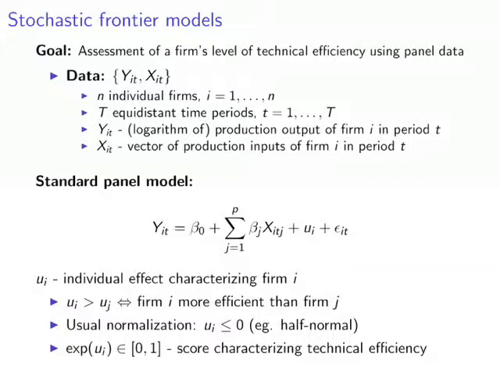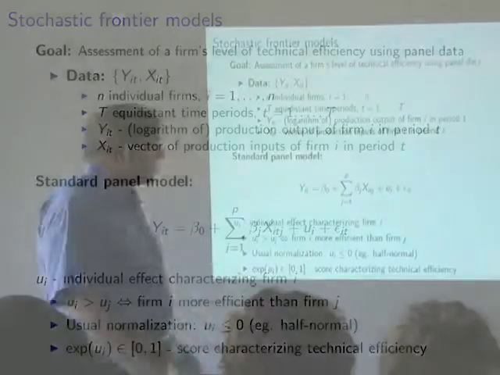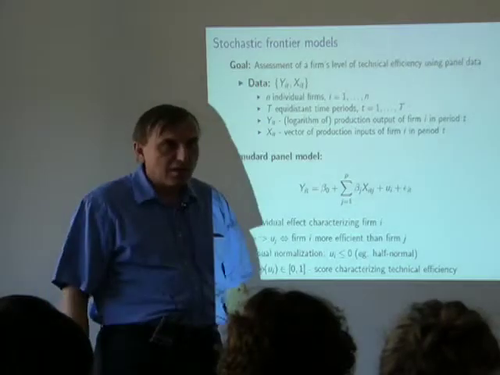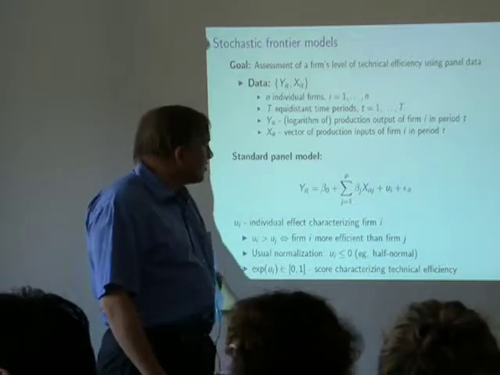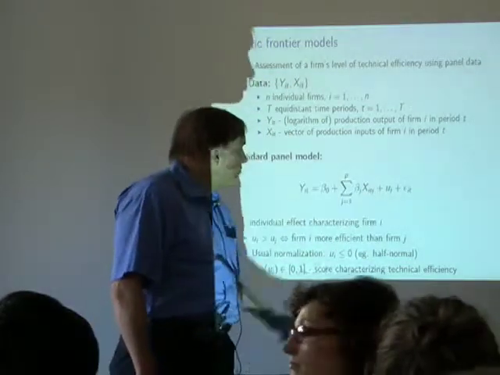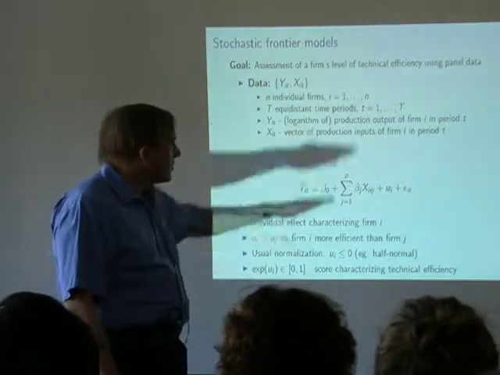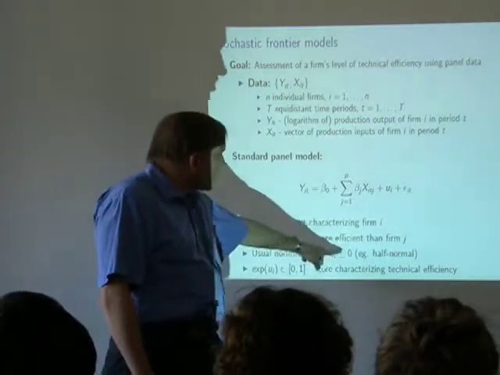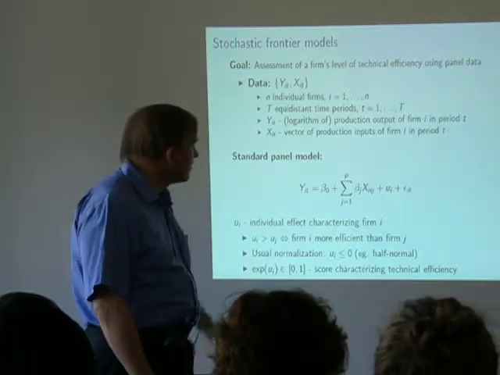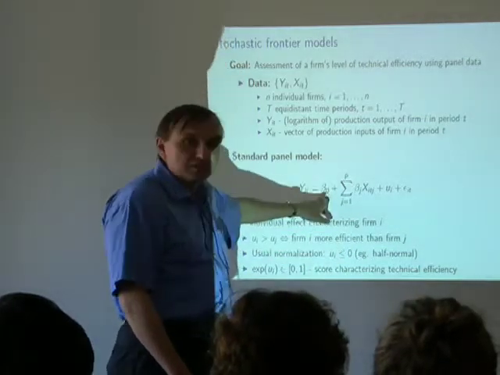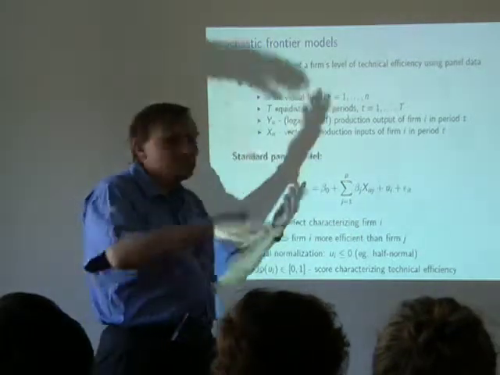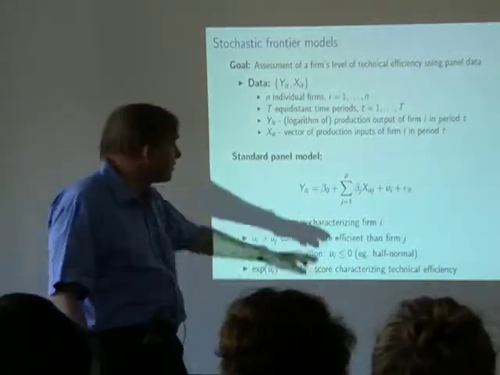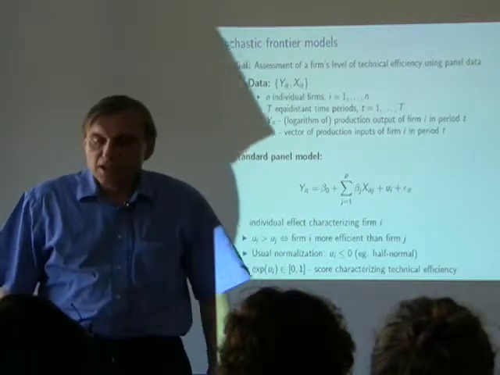Usually in this context these are normalized in such a way that the U's are just one-sided, less than or equal to 0, and the exponential of U is a score characterizing technical efficiency. Somebody who is really efficient has the biggest possible U, which is just 0, and others will have a large negative. But this normalization is not too important for practical analysis because it's just a question of normalization with the beta. If you change the beta, you may also have that the U's have mean 0. It's also possible. It's just a question of standardization, and it's not really important.